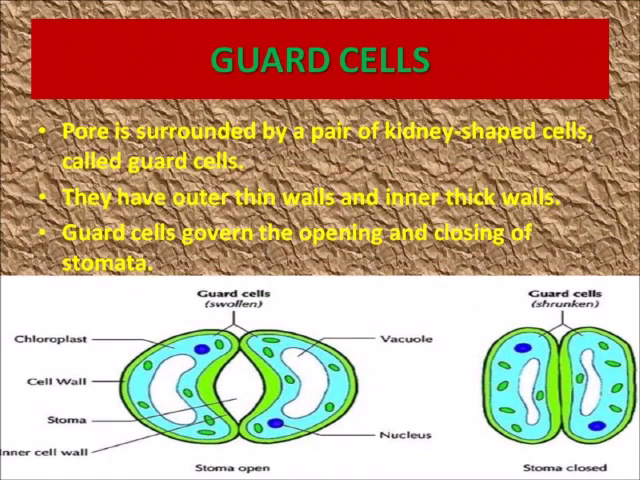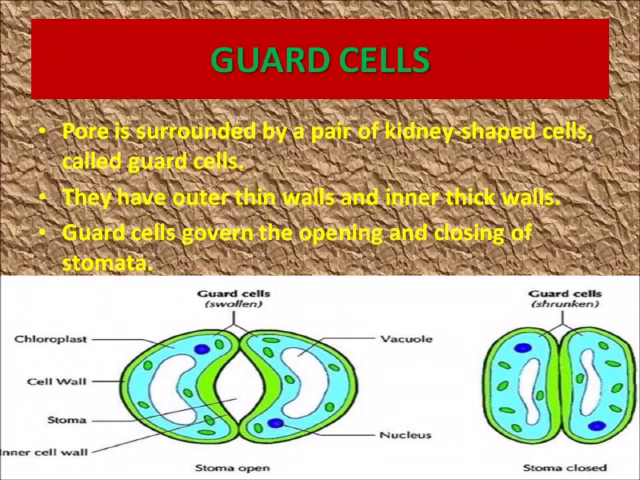Now let's discuss the movement of stomata, that is how it allows gases to come in and to go out. Stomata has guard cells which act as doors of the stomata, which allow the stomata to open or to close. What are guard cells? They are a pair of kidney shaped cells. They have thin walls at the outer side and thick walls at the inner side.